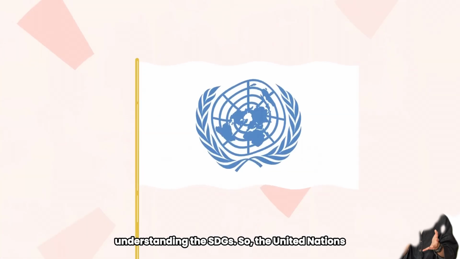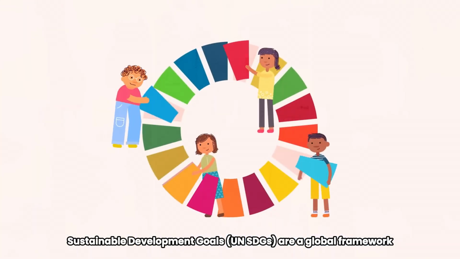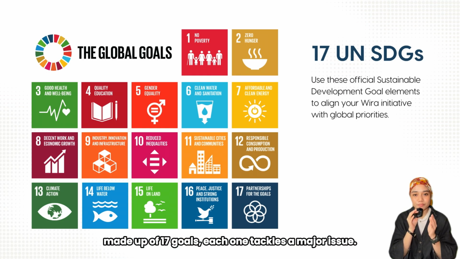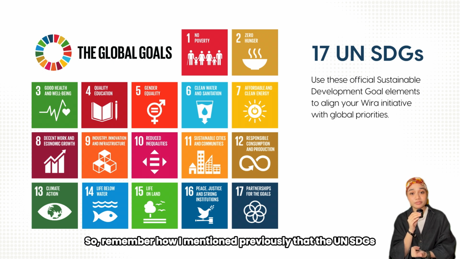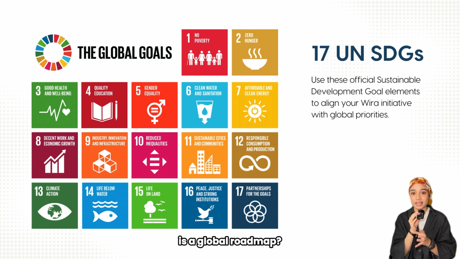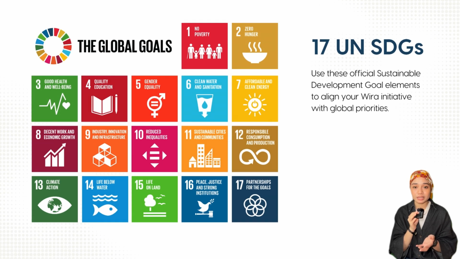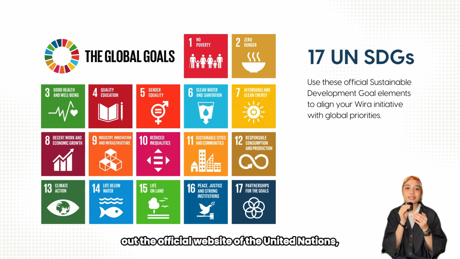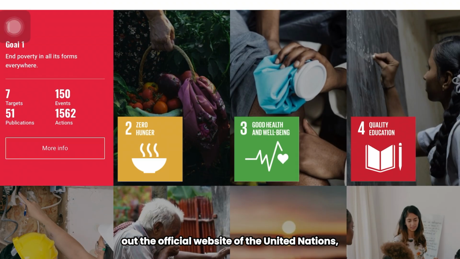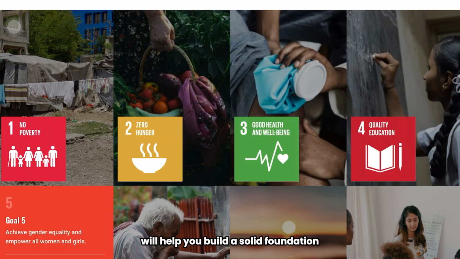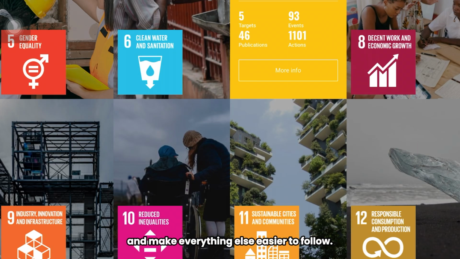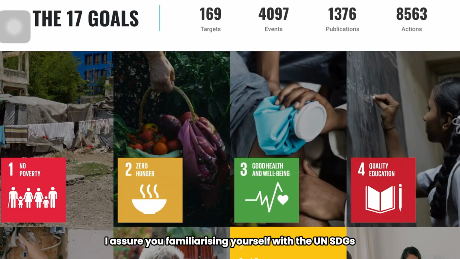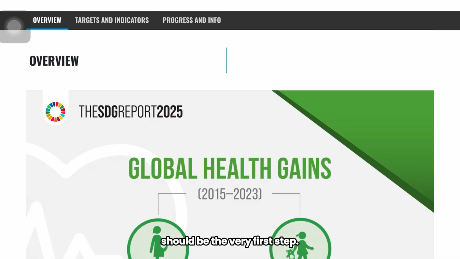So, the United Nations Sustainable Development Goals are a global framework made up of 17 goals. Each one tackles a major issue. Remember how I mentioned previously that the UN SDGs is a global roadmap? If this is new to you, I recommend checking out the official website of the United Nations. A bit of reading will help you build a solid foundation and make everything else easier to follow. I assure you, familiarizing yourself with the UN SDGs should be the very first step.